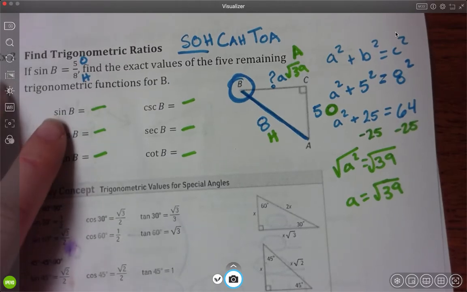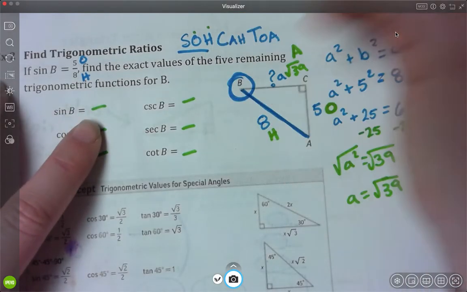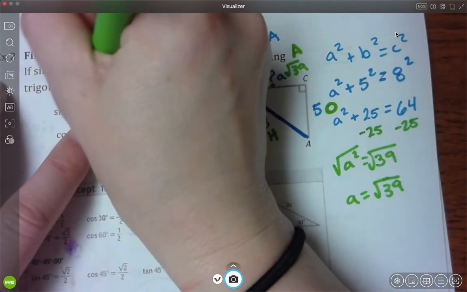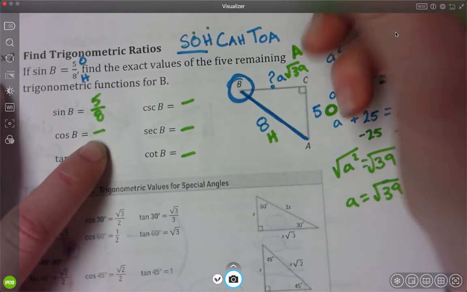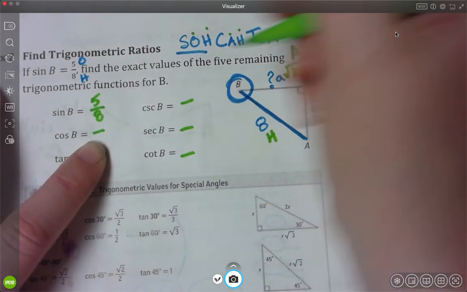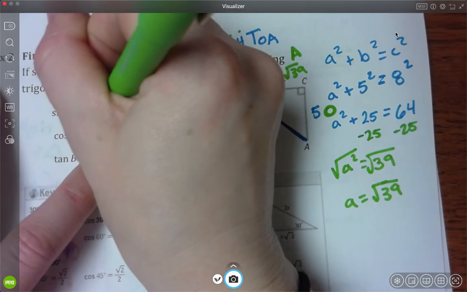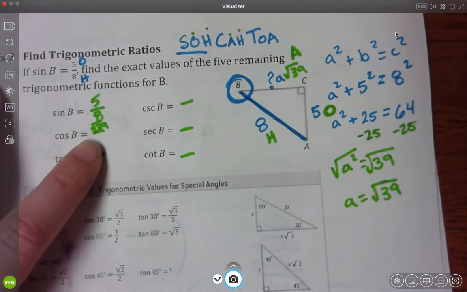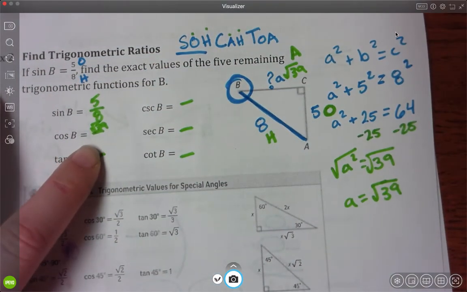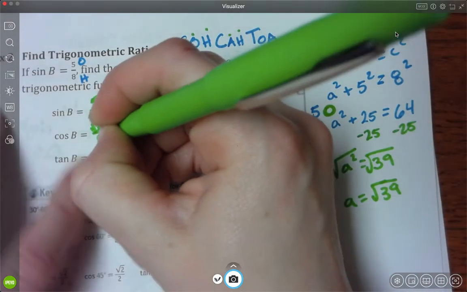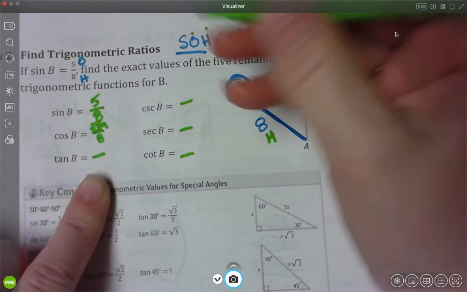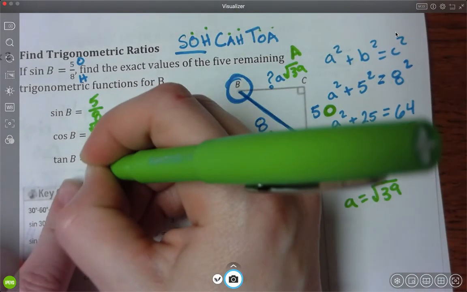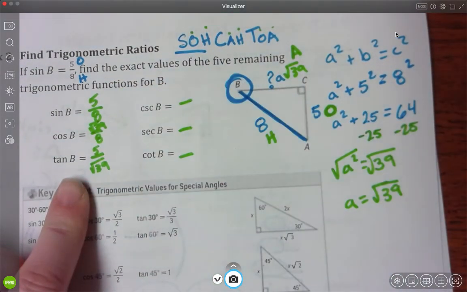Okay, so sine of B is opposite over hypotenuse. Opposite is going to be 5. Hypotenuse is going to be 8. Then let's move on to cosine. Cosine is adjacent over hypotenuse. The adjacent side is the square root of 39. I should have written smaller, sorry. Square root of 39 over the hypotenuse, which is 8. And then tangent, the last one, is opposite over adjacent. Opposite is 5. Adjacent side is the square root of 39. Okay, that's what it will look like.